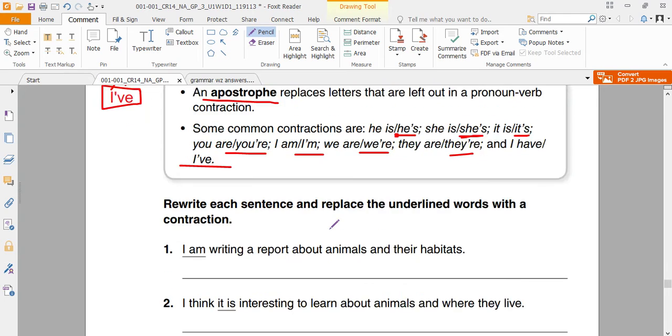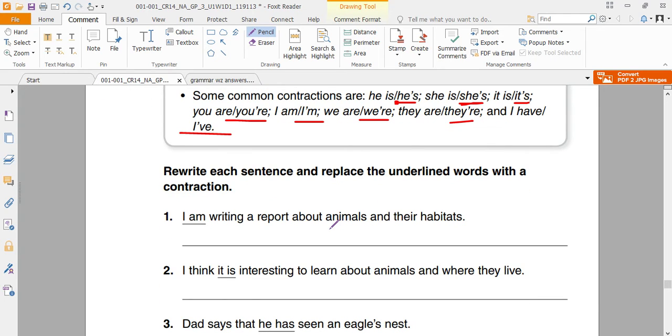Well, let's practice now. Rewrite each sentence and replace the underlined words with a contraction.